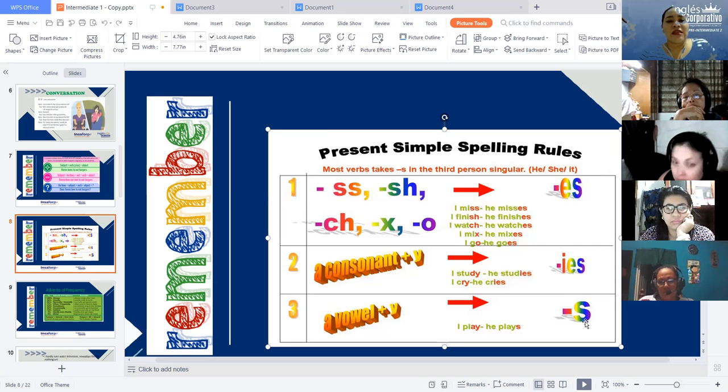Muy fácil. If your verb ends in double S, SH, CH, X, or O, you are going to add ES. For example, in these ones: miss, misses; finish, finishes; watch, watches; mix, mixes; and go, goes.